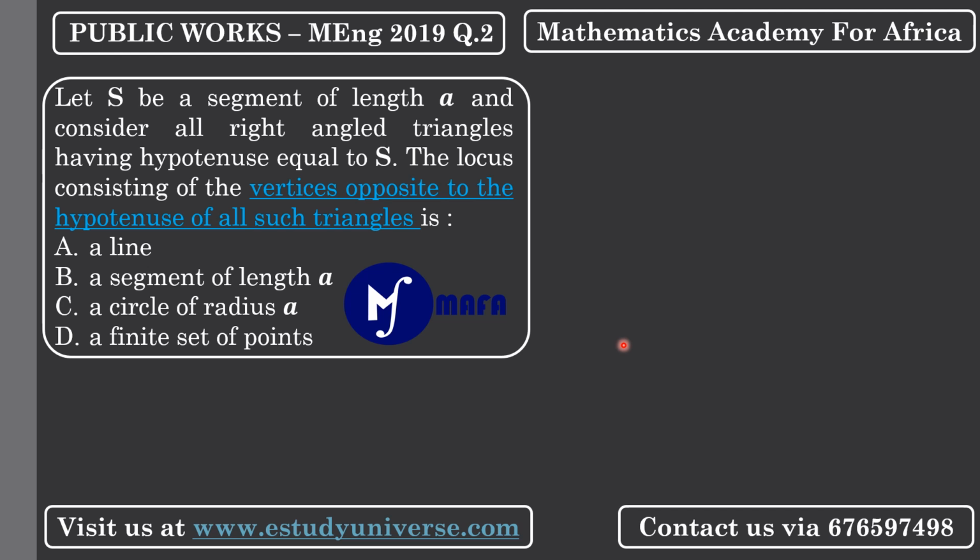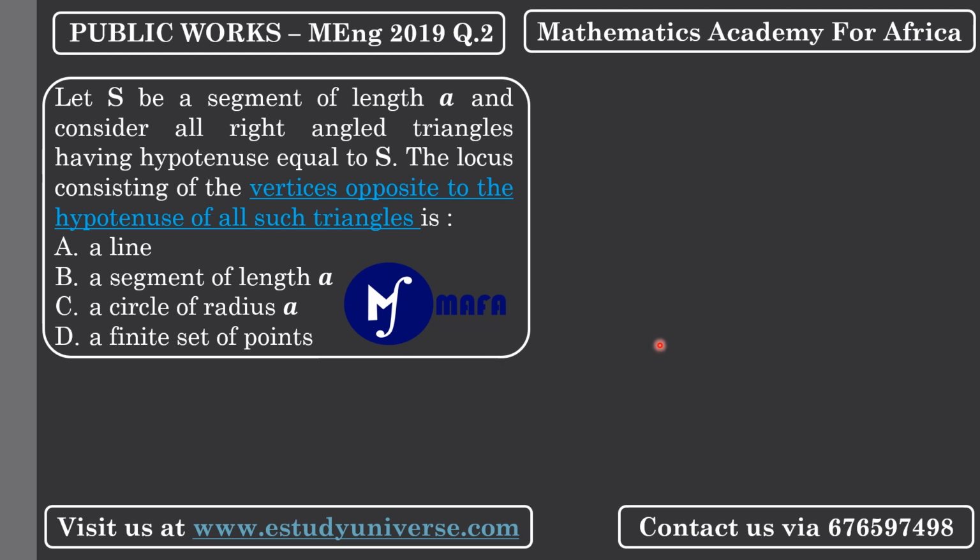So today we are going to be looking at Public Works Meng 2019 question 2. It reads, let S be a segment of length A and consider all right-angled triangles having hypotenuse equal to S. The locus consisting of the vertices opposite to the hypotenuse of all such triangles is it a line? Is it a segment of length A? Is it a circle of radius A, or is it a finite set of points?